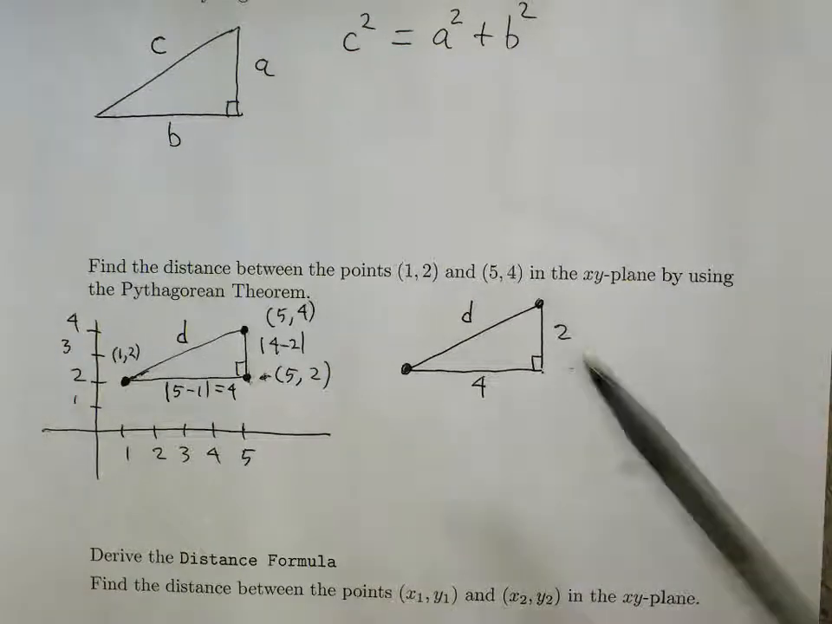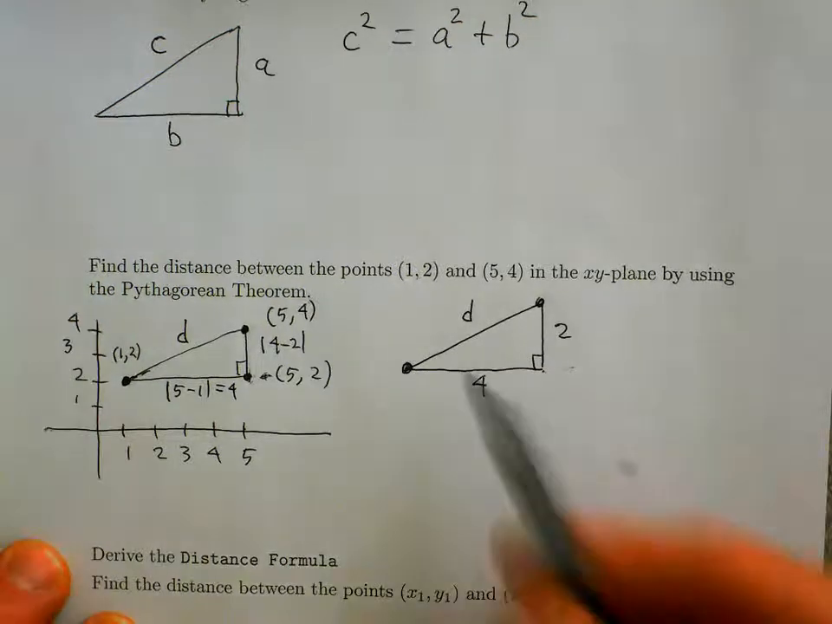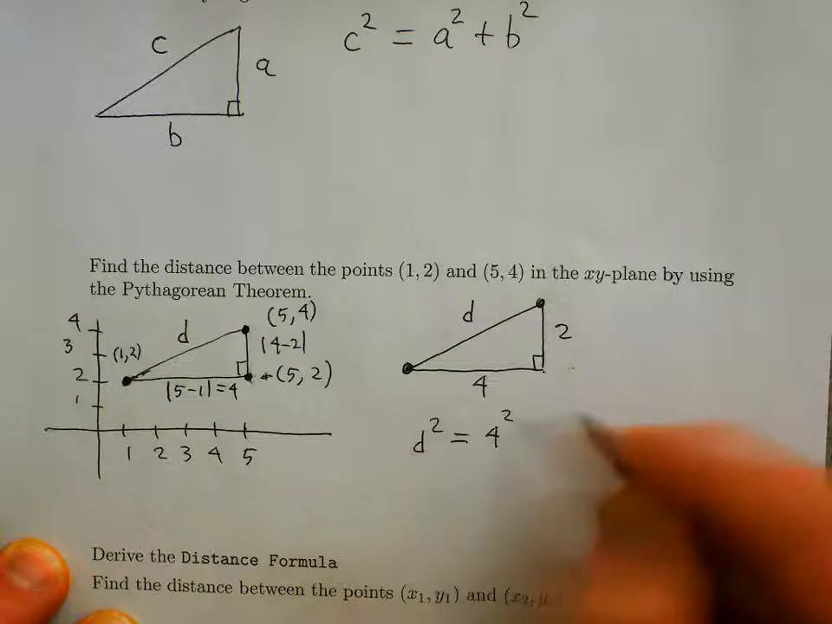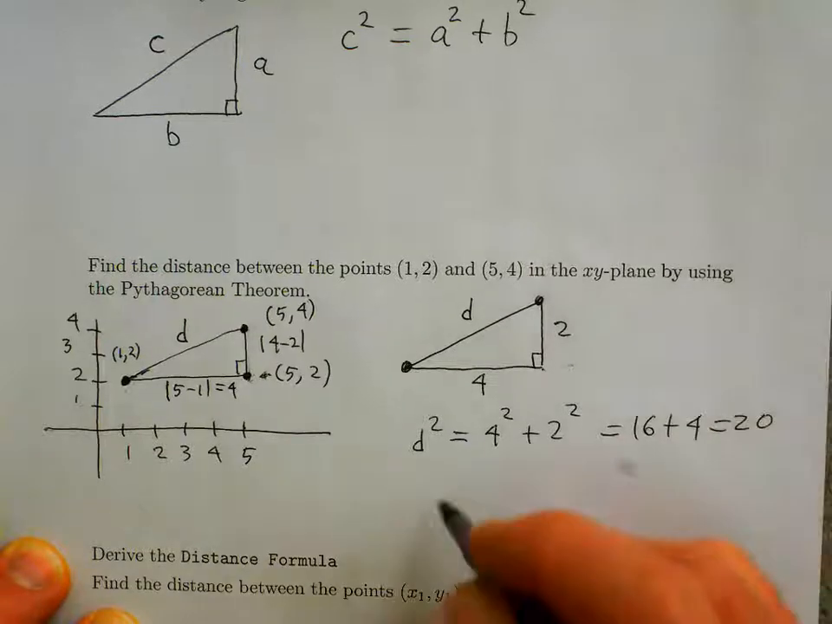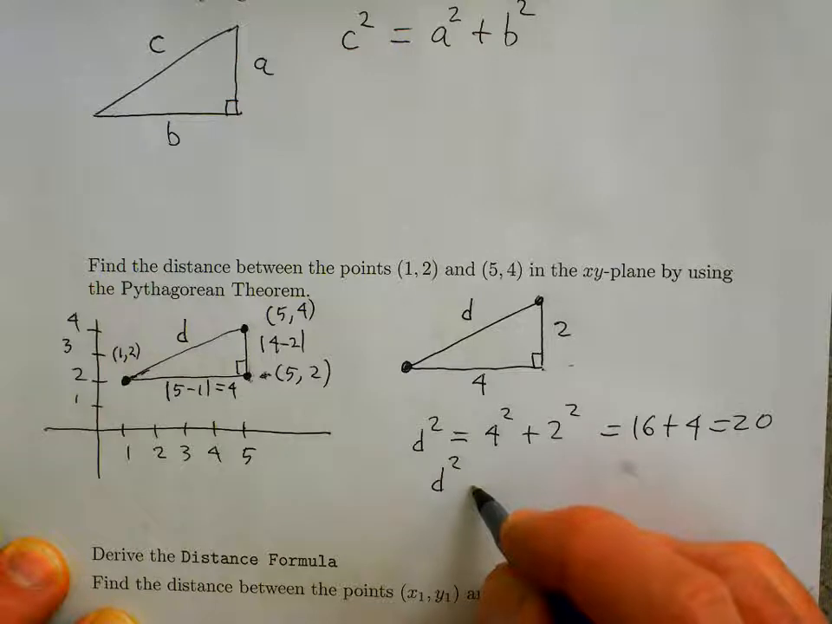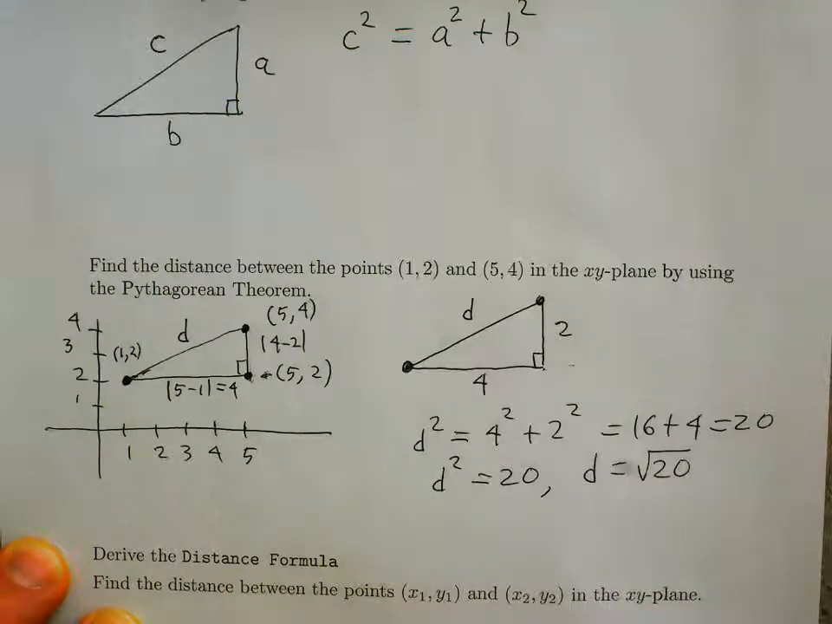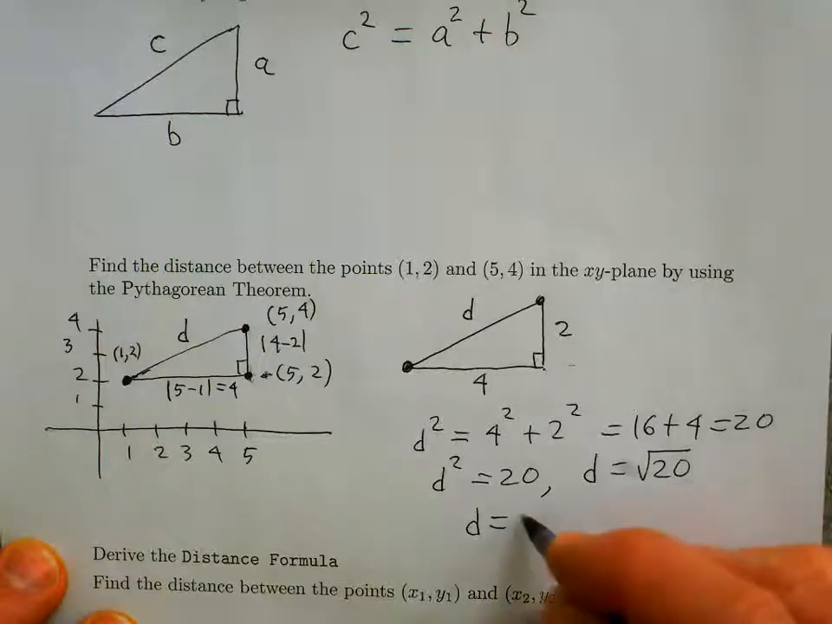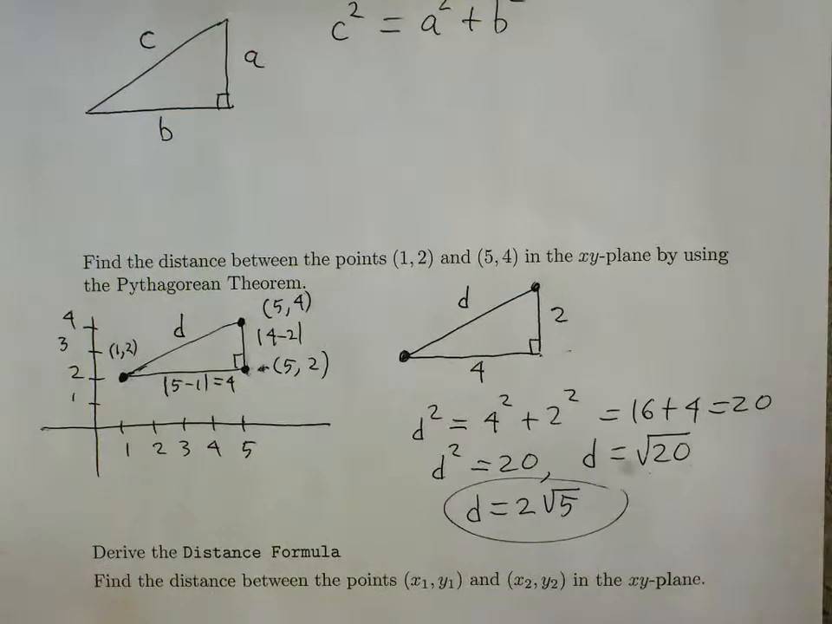Using the Pythagorean theorem, that will tell us the length of the hypotenuse, which is the same as the distance between those 2 points. So apply the Pythagorean theorem, we get D squared equals 4 squared plus 2 squared, or 16 plus 4, or 20. So if the distance squared is 20, then the distance is the square root of 20. And we simplify square roots when possible. So the square root of 20 simplifies to 2 times the square root of 5. So that is the distance between the points 1, 2, and 5, 4 in the xy plane.